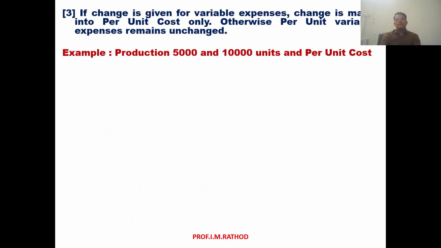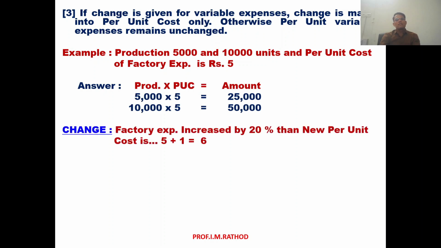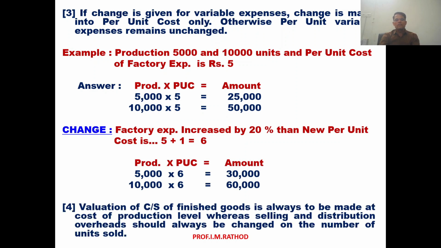If a change is given, the variable expenses change is made into per unit cost only. Otherwise, per unit variable expenses remain unchanged. For example, for 5,000 units and 10,000 units, the per unit factory expense is 5 rupees. So 5,000 multiplied by 5 is 25,000, and 10,000 multiplied by 5 is 50,000. If factory expense increases by 20%, the new per unit cost is 5 plus 1, which is 6. For production of 5,000 units, the cost is 6 rupees per unit, 30,000 amount, and for 10,000 units it is 60,000.